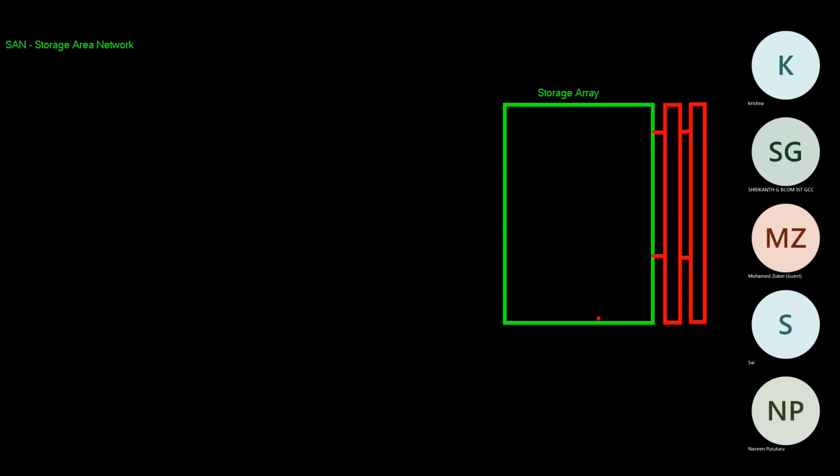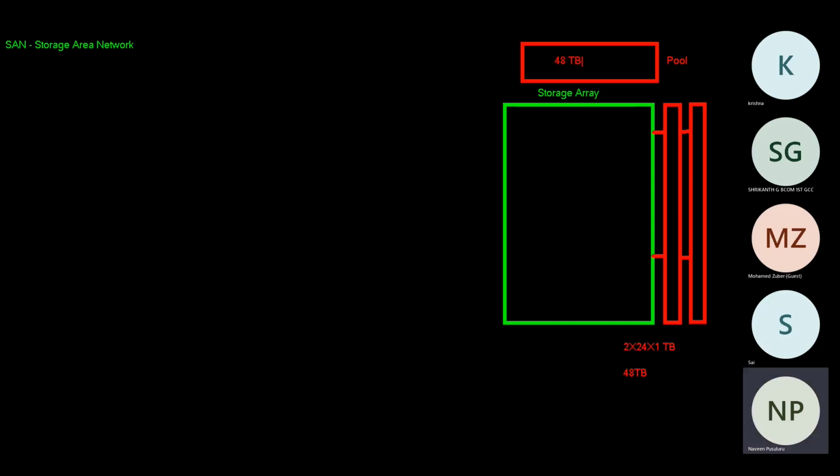And same thing here. Again, I'm taking the same example. Two disk shelves, 24 disks in each disk shelf, and 1 TB hard drive. So total 48 TB. So again, I'm creating a pool here with 48 TB. While creating the pool itself, I'll apply the RAID protection and all. So no problem with the disk failures and all.